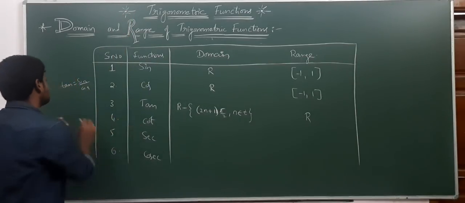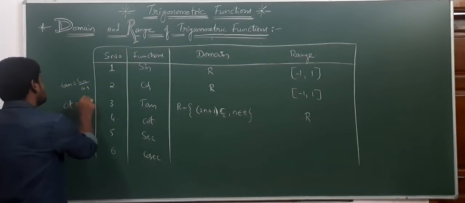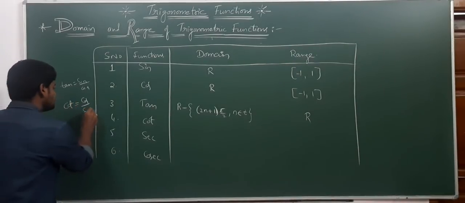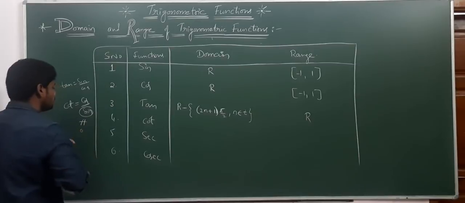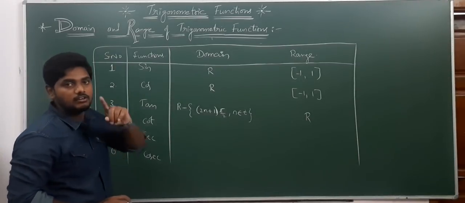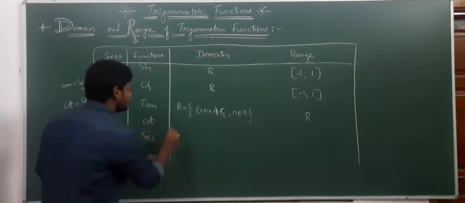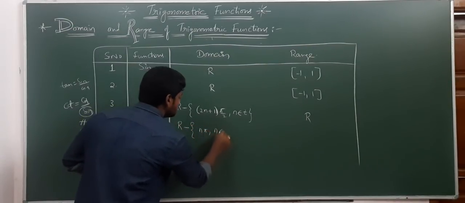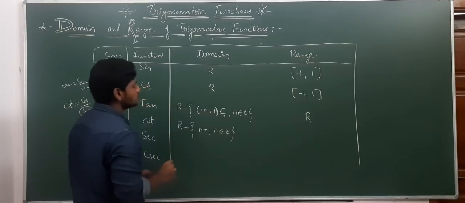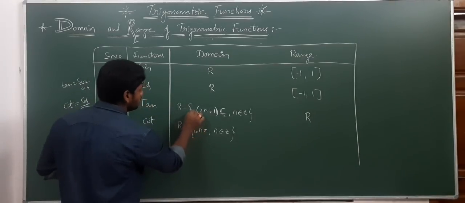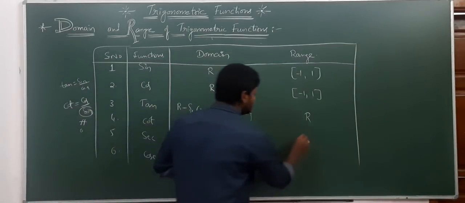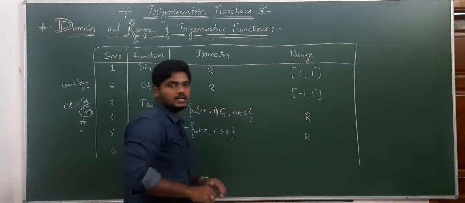Now when it comes to cot, what do you mean by cot? Cot means cos by sine, in p by q form. That means sine should not be equal to 0. When sine equal to 0, x equal to n pi. That means for cot, it should be R minus of n pi where n belongs to Z. R minus of x equal to n pi where n belongs to Z. Right? So for cot also, the range will be R only.